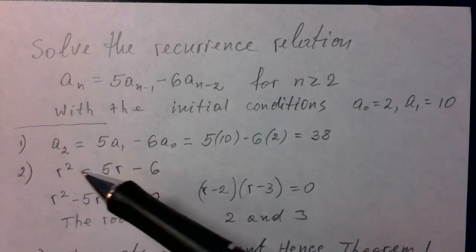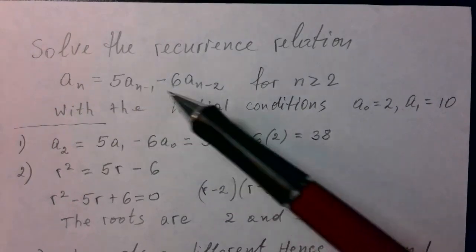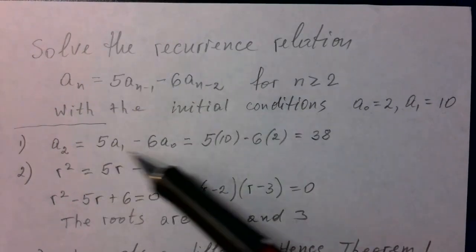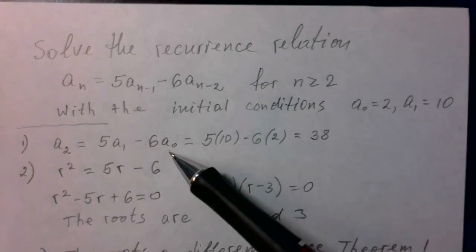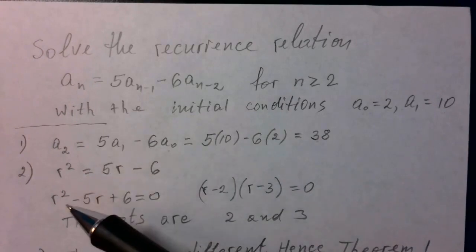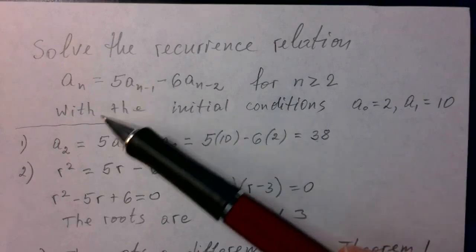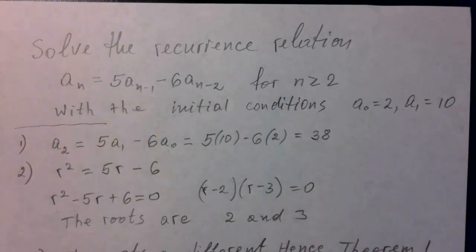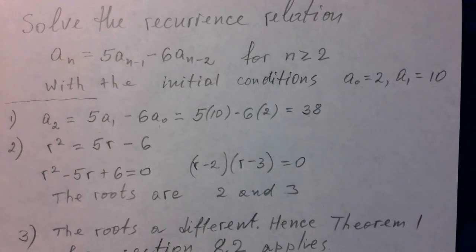First we determine term a_2. Replace n with 2 in the recurrence relation. You get this. And a_1 is 10, a_0 is 2, so we obtain 38. a_2 must be 38. If we wish, we can compute a_3 similarly, but we are doing this just for a check. At the end, we want to check if our formula is good.